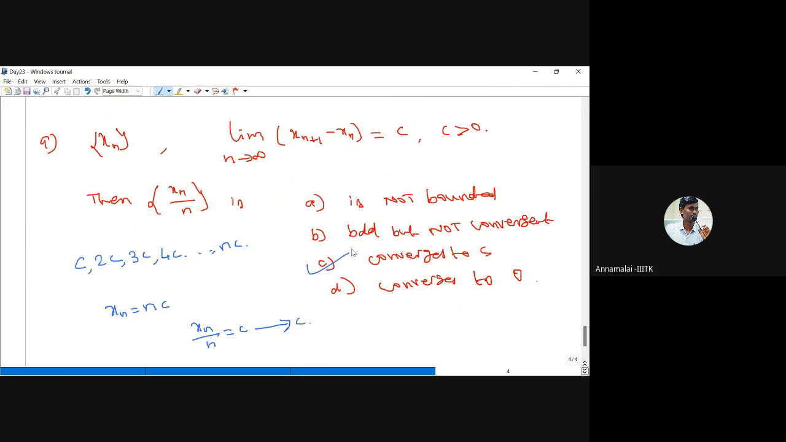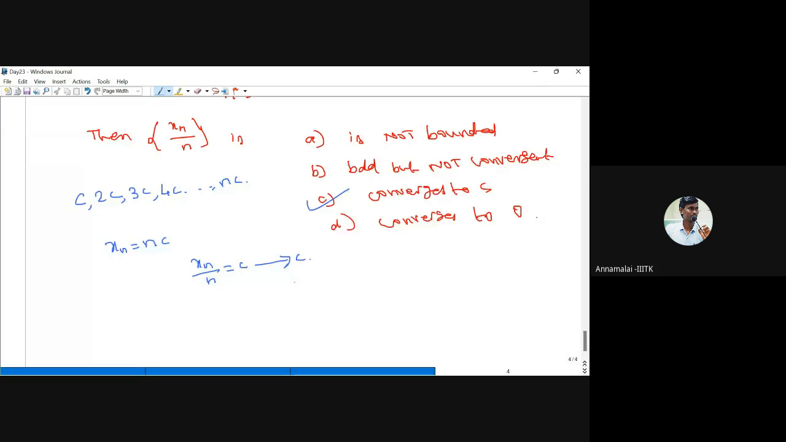Okay. So I guess for that sequence, the difference between any two consecutive terms should be c. Therefore, I am considering c, 2c, 3c, 4c, etc., nc. Therefore, the nth term is nc. We need xn by n. Therefore, we get a constant sequence c, c, c, which converges to c. Okay, good.